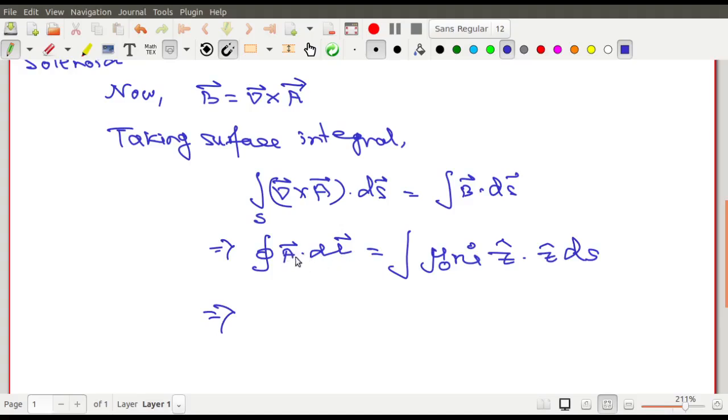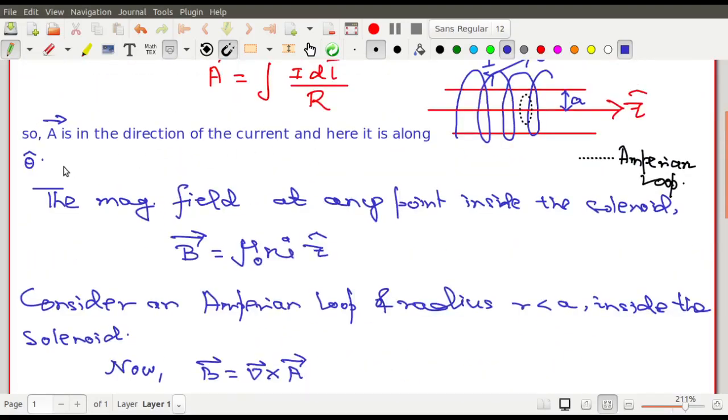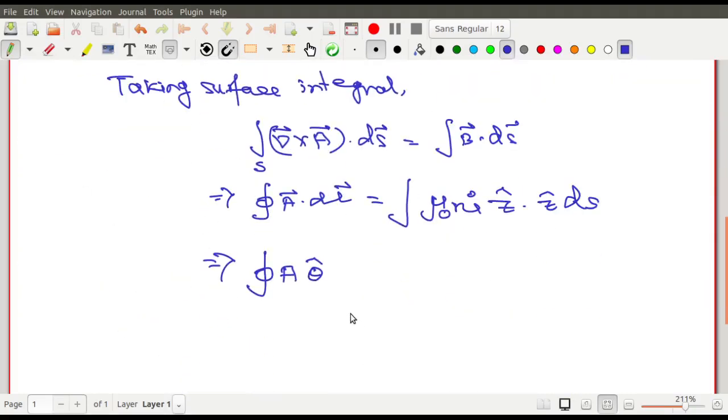What is the direction of a? এখানে a এর ডাইরেকশনটা কি আছে? What is the direction of a? The direction of a is definitely a into theta cap, as you have already written. এখানে তুমি লিখেইছো. a is in the direction of the current, and that is theta cap, right? And what is the direction of dl? The direction of dl is also theta cap. dl মানে কি? elementary length.